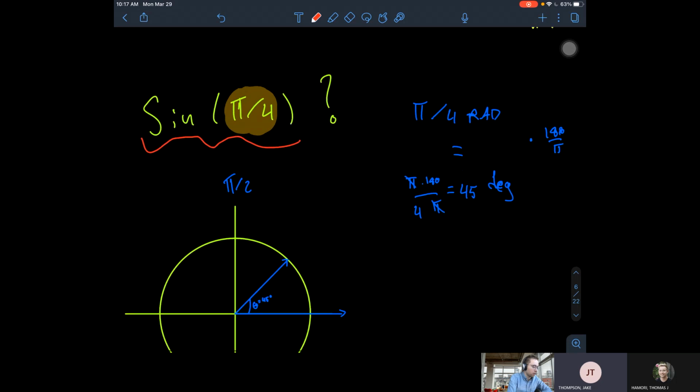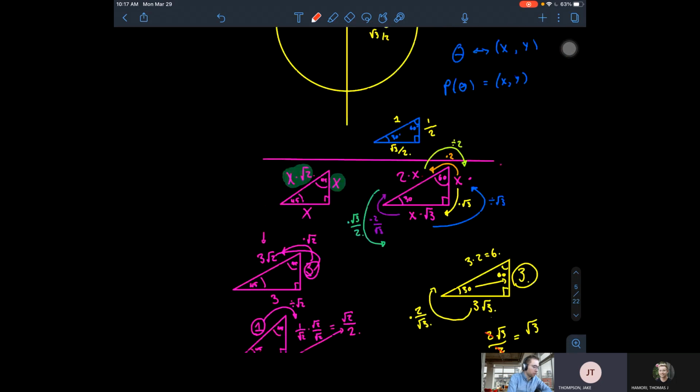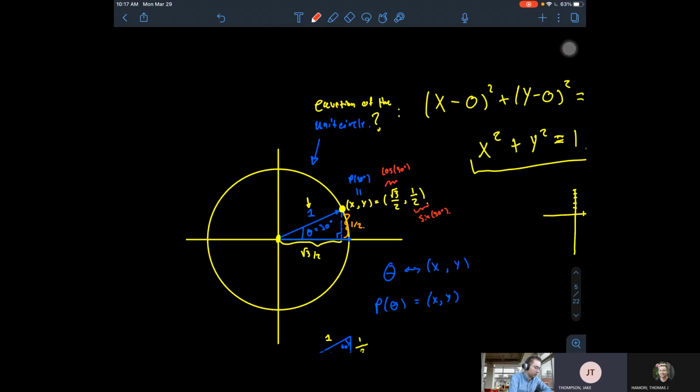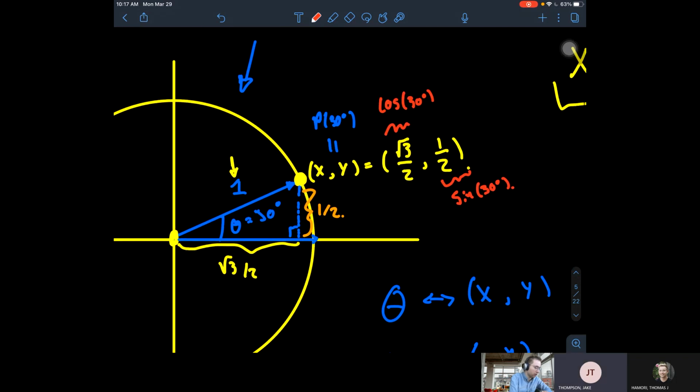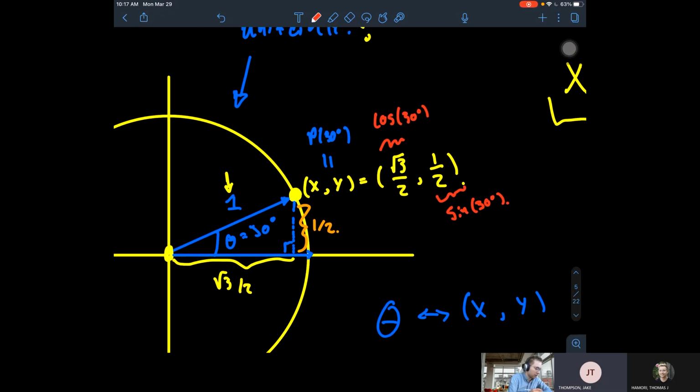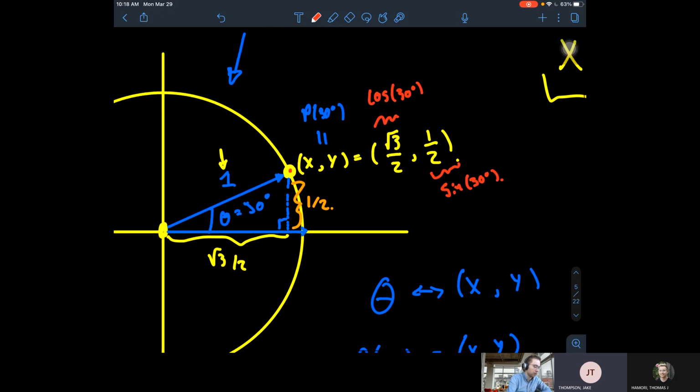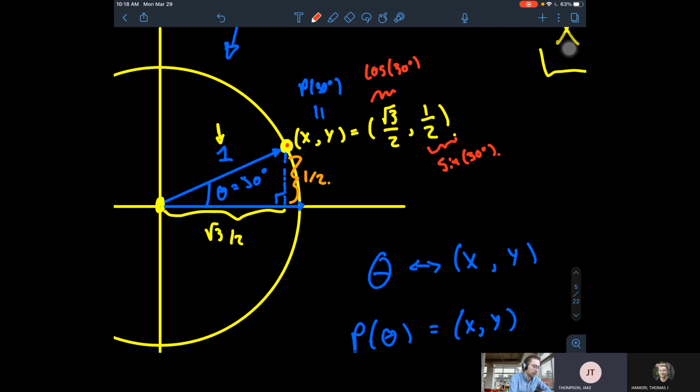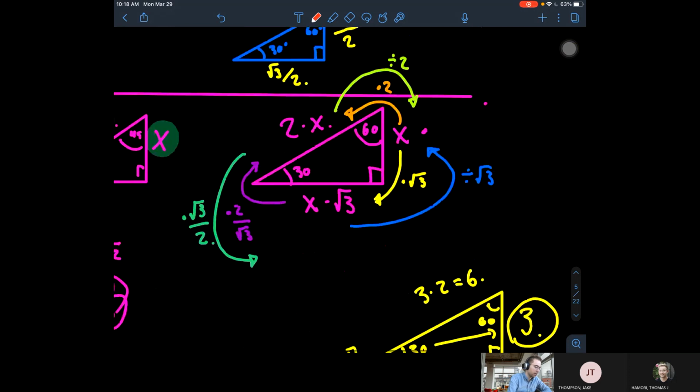Let me go back up to what I drew up here. When we drew this angle here, we drew the angle 30 in here, and we said that the angle 30 is going to point at a certain point on the unit circle. And cosine and sine were our way of describing what the coordinates of that point were. Oh, x and y? The x and y, that's right. So cosine is the x, and then sine is the y.